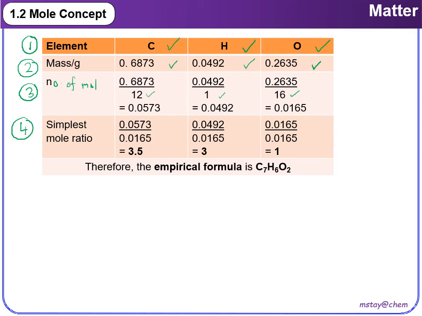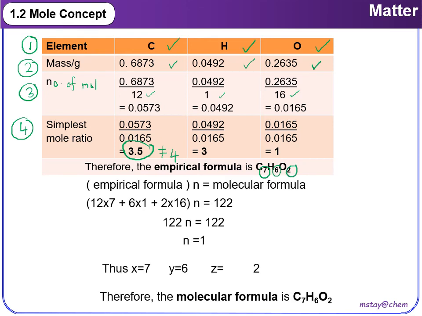Okay, so step number 4, we are going to look for the simple mole ratio. As you look here, this is 3.5, and we know that we cannot round off to 4. We have to multiply with a factor. In this case, 3.5 is very obvious. When we multiply with 2, we will get 7. And then 3 multiplied with 2, we will get 6 for hydrogen, and for oxygen we multiply 1 with 2, so we will get 2. So this is the empirical formula for the compound. Okay, but when answering, the question asks us to determine the values of x, y, z. So you have to put them as 7, 6, and 2 respectively.